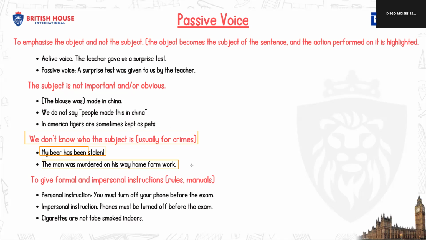For example, the man was murdered on his way home from work. So here, what is important? Well, that he was murdered. I'm giving you the information. I'm not saying who because I don't know. It could be anyone. I'm not going to say someone killed him. You can do it, but again, if it's a formal context, if you want to sound formal, written language also sounds very formal, you should use passive voice.